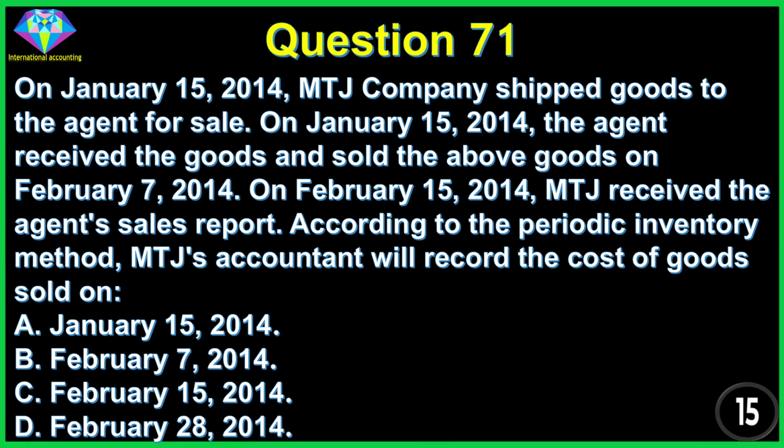On January 15, 2014, MTJ Company shipped goods to the agent for sale. On January 15, 2014, the agent received the goods and sold the above goods on February 7, 2014. On February 15, 2014, MTJ received the agent's sales report. According to the periodic inventory method, MTJ's accountant will record the cost of goods sold on A. January 15, 2014. B. February 7, 2014. C. February 15, 2014. D. February 28, 2014.